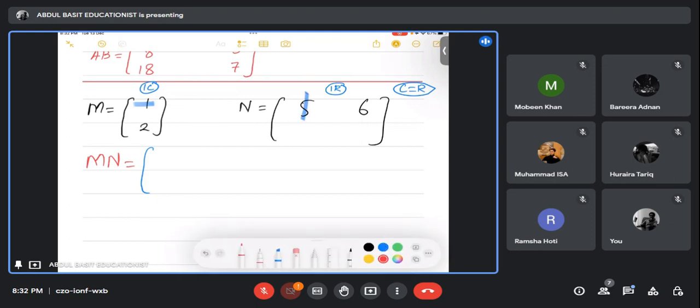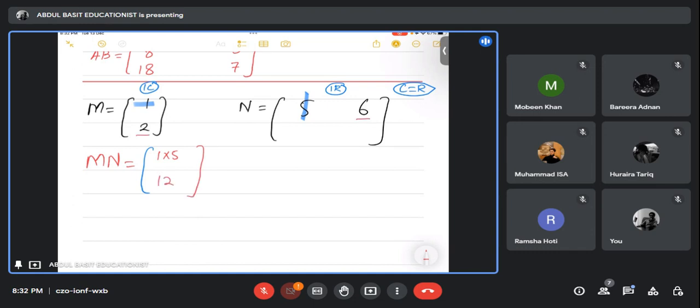So it means that 1 times 5. Okay, I'm done with the first row because I have to move towards the second row. So close the bracket now. So now 2 multiplied by 6. So 2 6s are 12. So the answer is 5 and 12. Is this clear? Yes or no? Any questions?